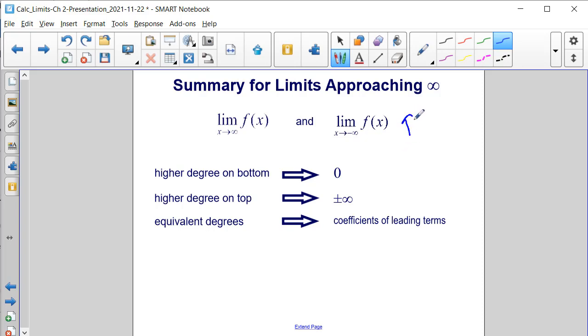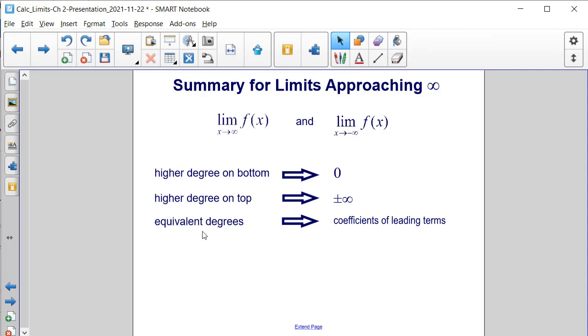So you could have both sides going towards positive infinity. You could have both sides going towards negative infinity. You could have the right side going to positive infinity and the left side going to negative infinity, or you can have it be reversed. You could have the left side approaching positive infinity and the right side approaching negative infinity. So it all depends on the end behavior of the resulting polynomial function degree.